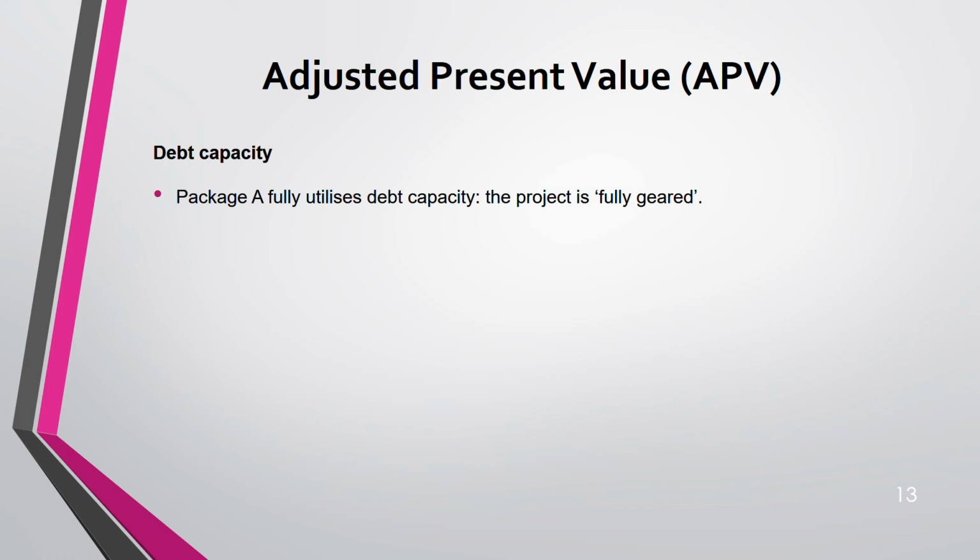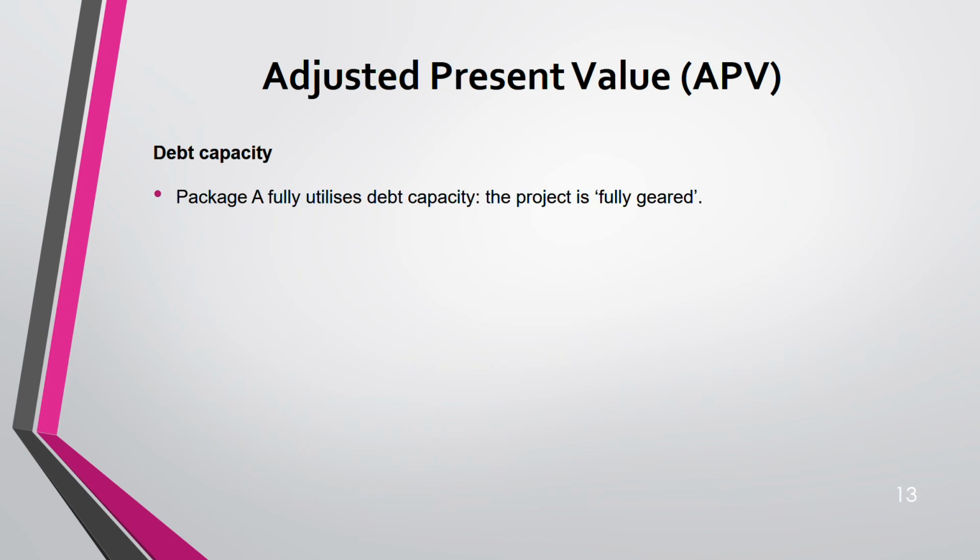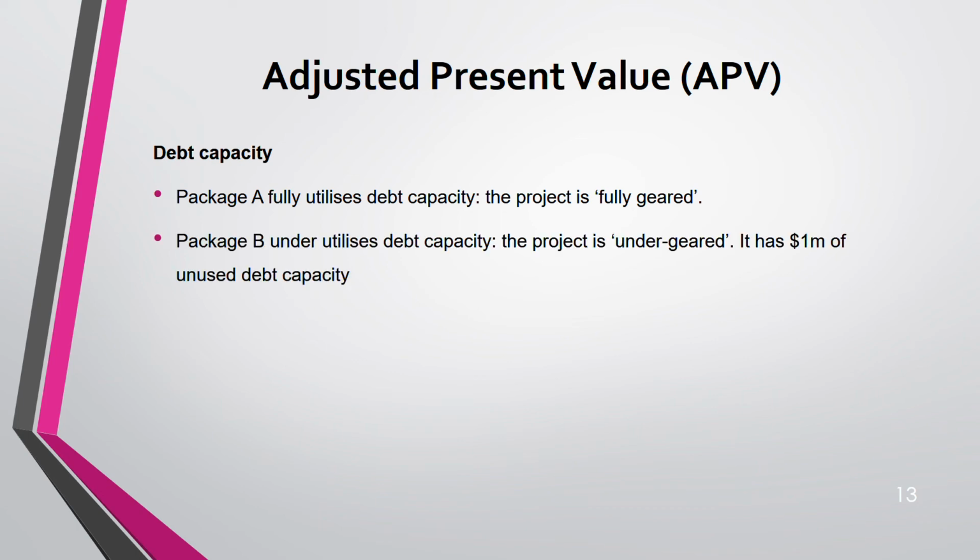Okay, that means A fully utilizes debt capacity. Why? Just see A: 6 million of debt, 4 million of equity. Equity is less, correct? They have used their debt capacity, isn't it? Debt capacity they have utilized. That means the project is fully geared. Why? Because debt is more than equity.